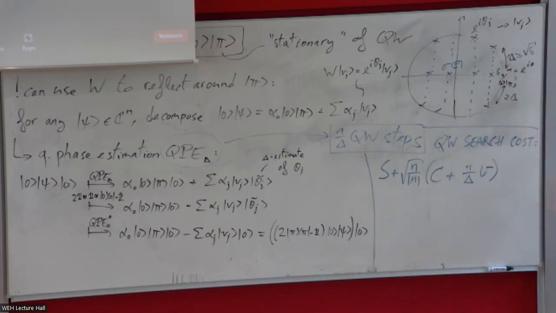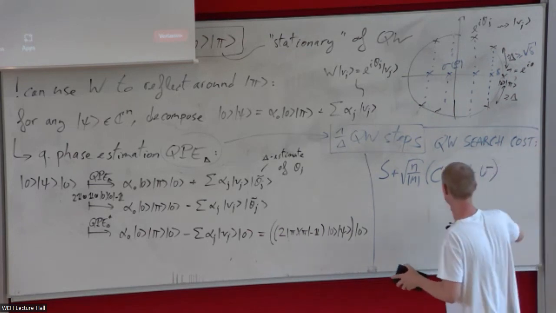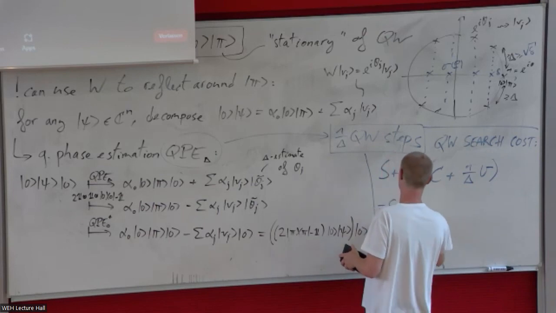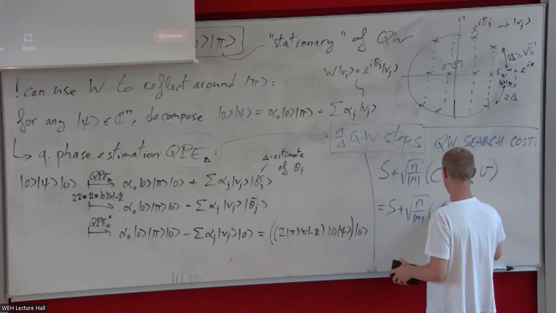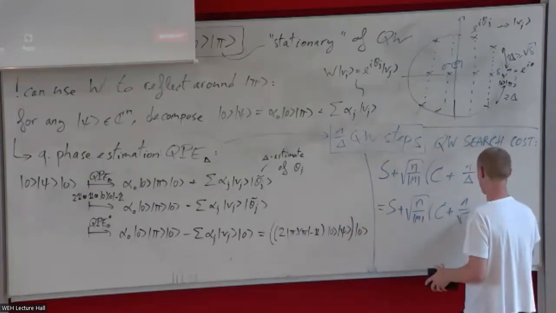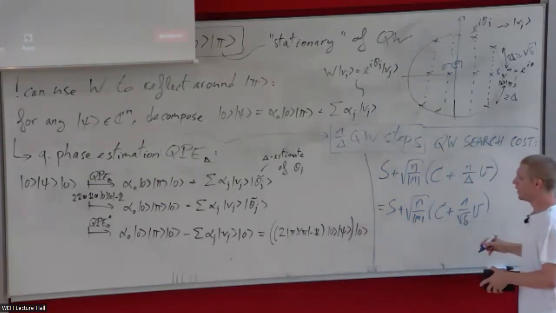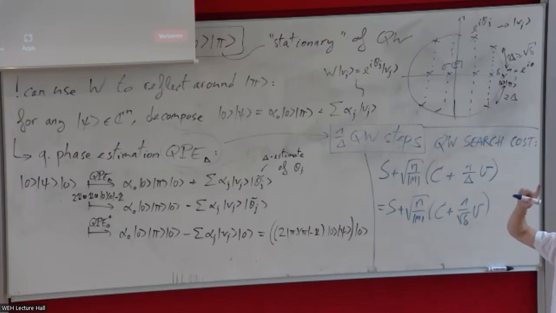And this is, I think, magic, but that will conclude it because then we get that this here is essentially S plus root n over m, C plus 1 over root delta u, and we get exactly what we want: we're putting square roots over the cost of random walk search, right?